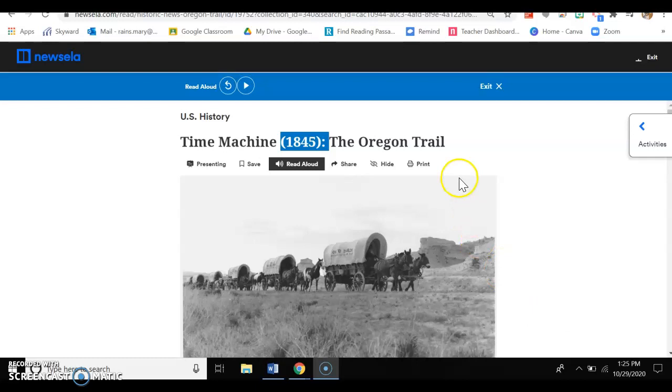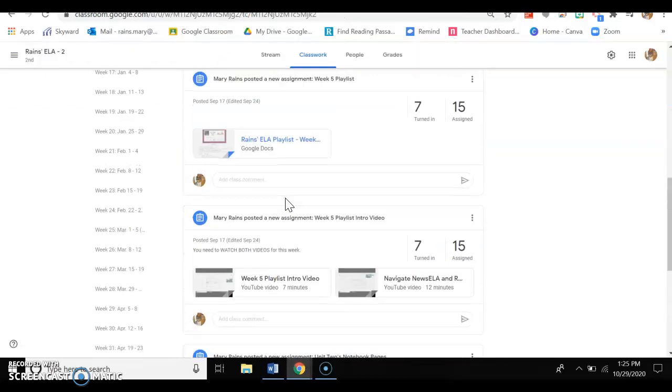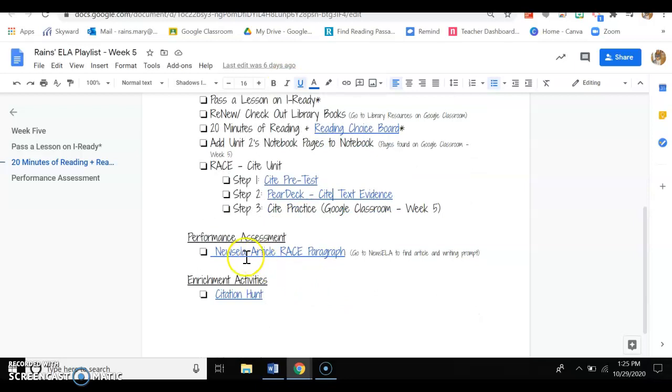This article is not like the one that we have done on playlist 5 or that you guys will be working on in playlist 5. That would be this article right here about crime scenes, but it is very similar. It comes from the same source. So we're going to get started.